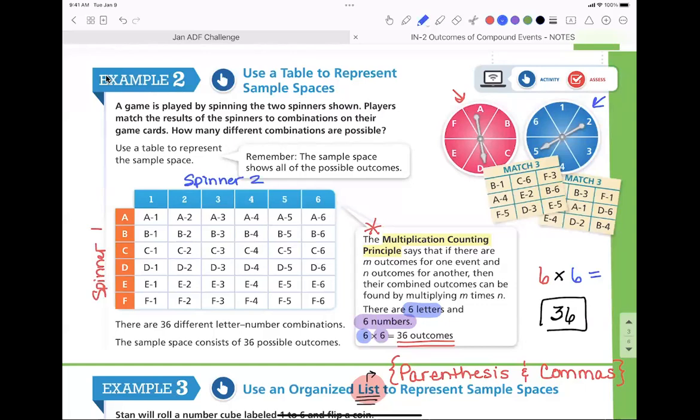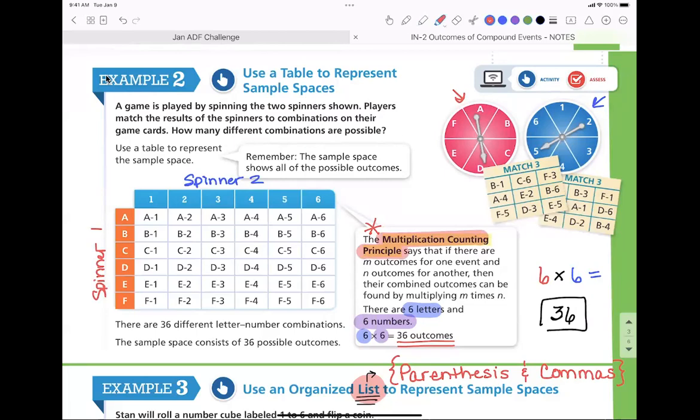And if you were to throw in a third event, you couldn't do a table anymore, but it would get its own branch of the tree, right? Each event either gets its own branch or its own side of the table, okay? So that's that multiplication right here, this multiplication counting principle. We've already talked about that, and we've already talked about how to set up a table, so I'm really not going to spend much more time on that one.